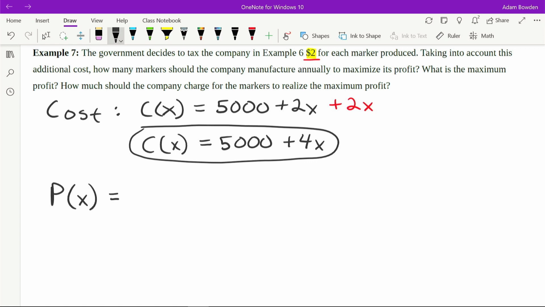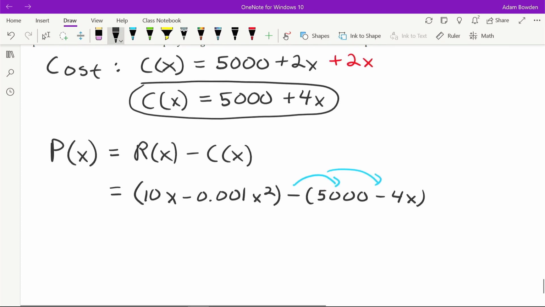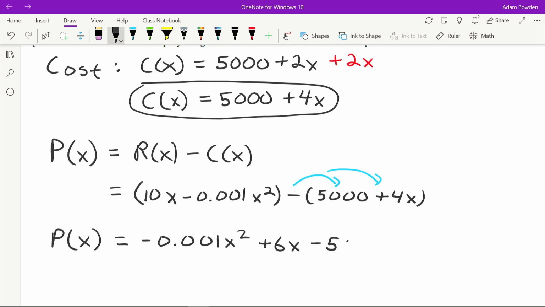Profit, P of x, as a result would be the revenue function from the original example, 2 examples earlier from here, minus the cost function. So you can kind of see similar setup and calculation in the last example. I basically had to distribute the negative and simplified it down. So to save you the time of having me do that again, let me just go ahead and write it out. After simplifying it, we'll get negative 0.001 x squared plus 6x minus 5,000. That's our new profit function.